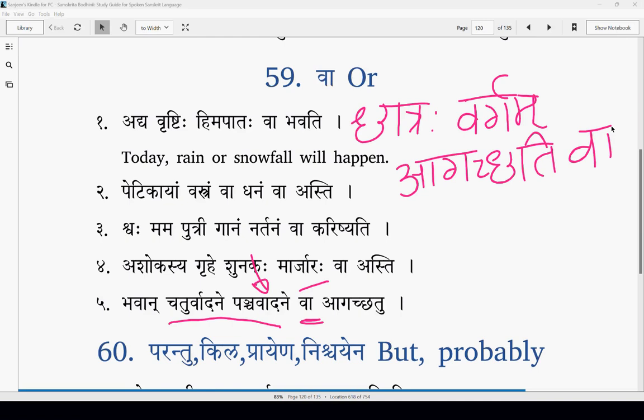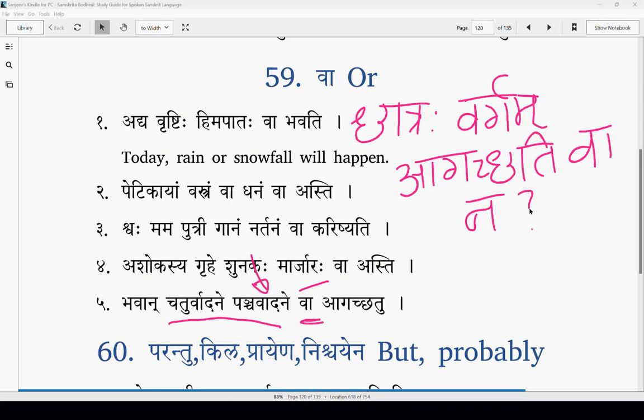So can we say agachati va na agachati? Chhatrah vargam agachati va na agachati. Then it is correct. Can that be possible? Yes. Chhatrah vargam agachati va na. Na is enough. Na agachati is fine. Okay. Chhatrah vargam agachati va na agachati. Then you are putting the vikalpa there.